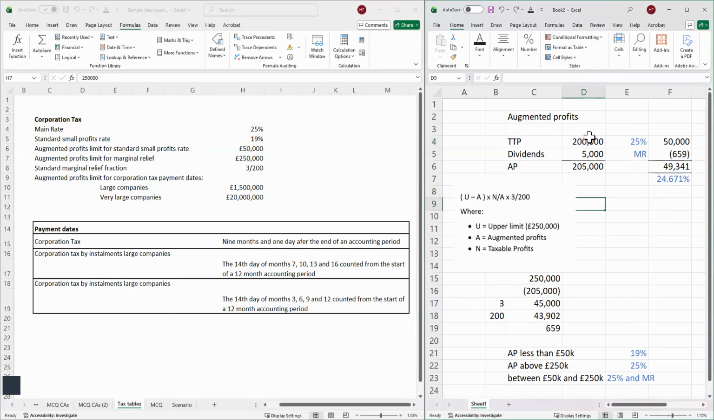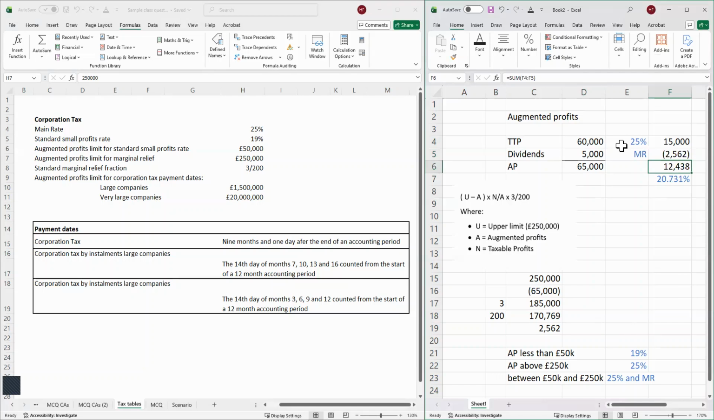If we now change this and say our taxable profits are now £60,000 and the dividends are still £5,000, our augmented profits are now £65,000. So when we come to the marginal relief calculation, we start with the 250,000, deduct 65,000, and then down here we multiply by the taxable profits over the augmented profits, and this gives us marginal relief of 2562. So we would update the marginal relief over here.